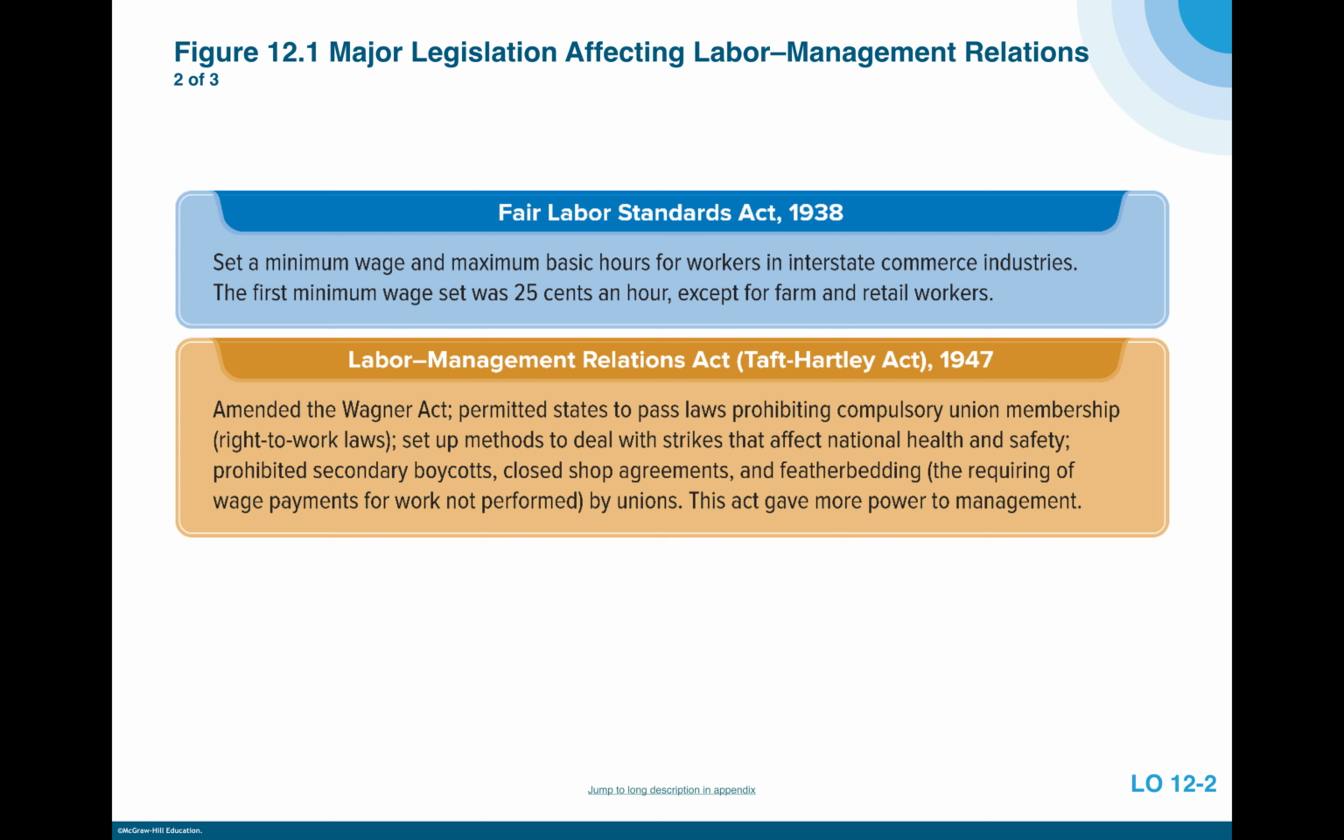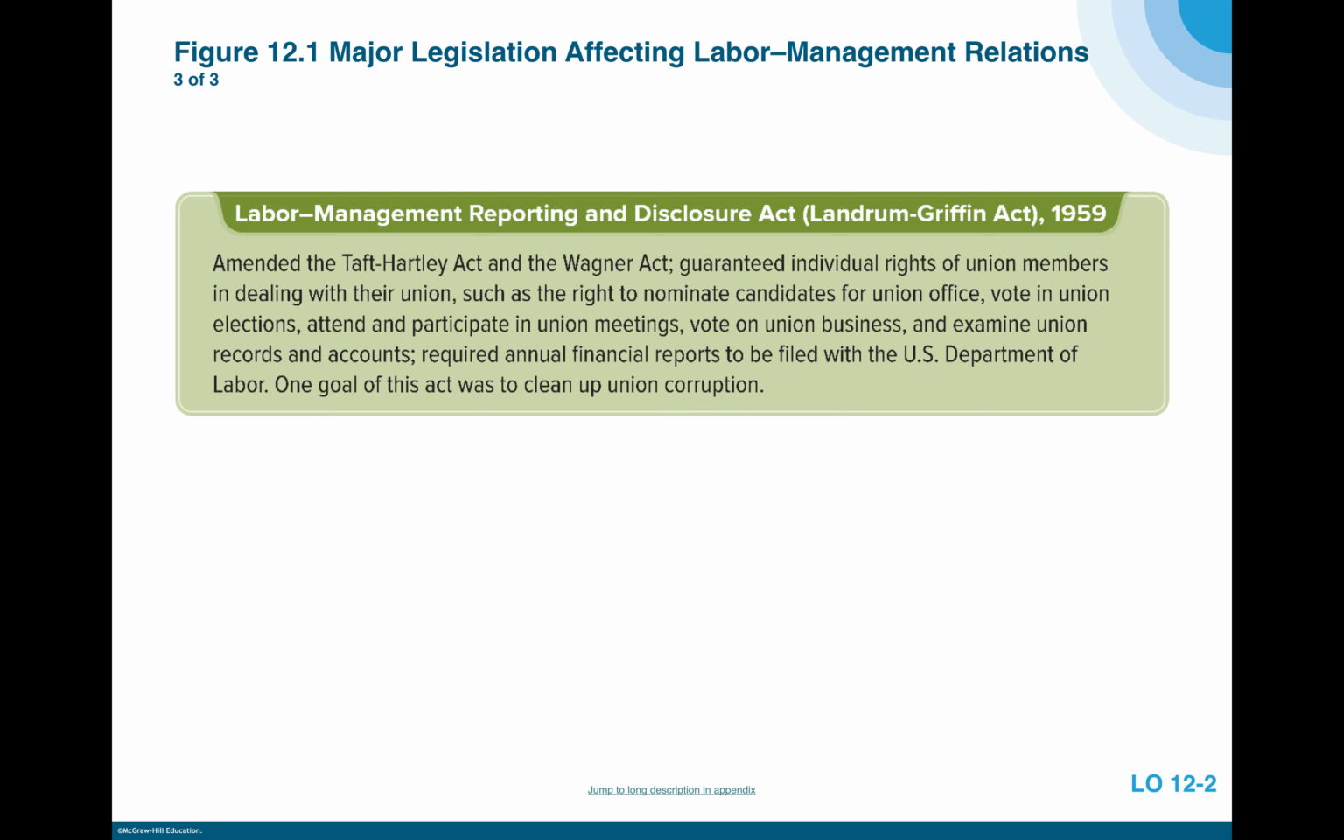This next one, the Taft-Hartley Act, 1947. This amended the Wagner Act and permitted states to pass laws prohibiting compulsory union membership, or right-to-work laws. This set up methods to deal with strikes that affect national health and safety, and prohibited secondary boycotts, closed shop agreements, and featherbedding. A lot of these terms we'll go over later on in the slides.